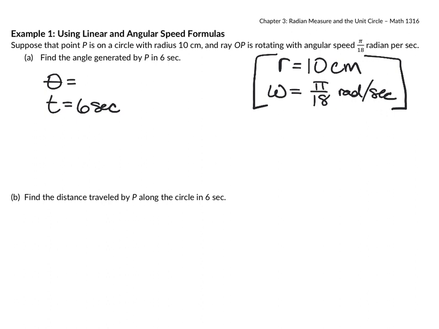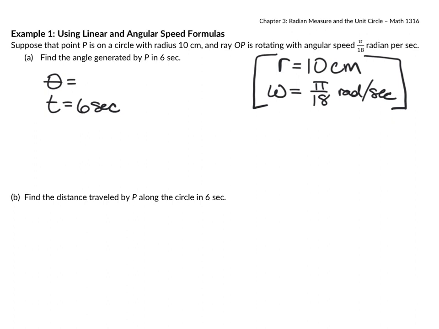V equals r theta over t. Yes, but if we use V equals r times theta over t, I don't know this one, and I don't know this one. I'm looking for a formula where I only don't know one thing. Yeah, that's the one I'm going to want to use here. This is going to be omega.